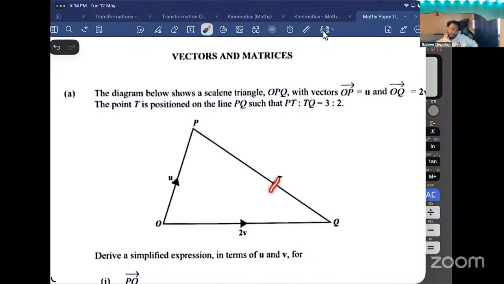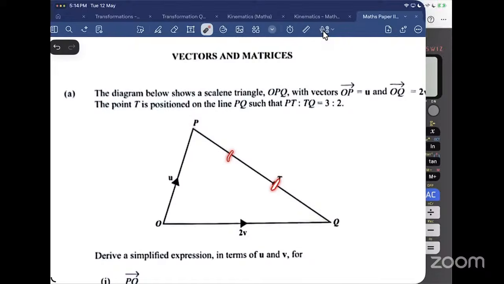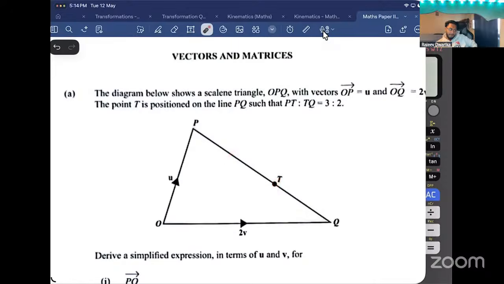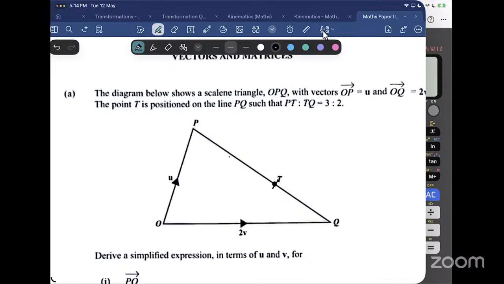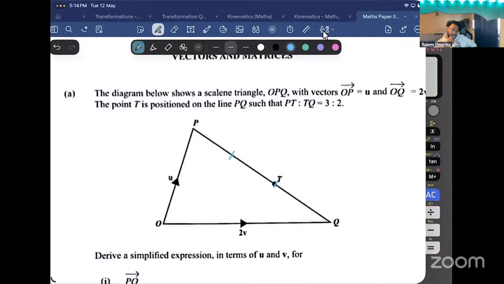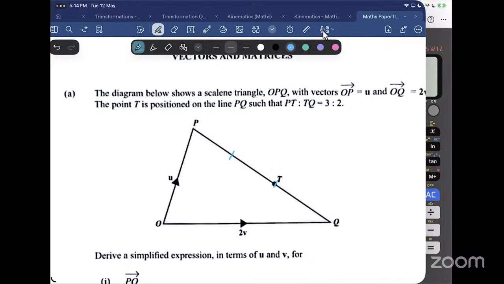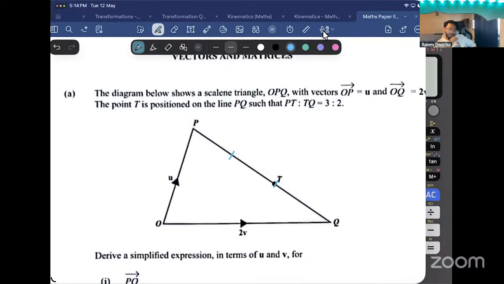How many parts does it look like we cut this into? 3 parts. And so out of the 3 parts, how much is TQ? 2. You sure about that? TQ would be 2/5. Yes, 2/5. And the other, P to T, is 3/5. It is like tie up sometimes, eh? So it's telling you P to T and T to Q is 3 to 2.